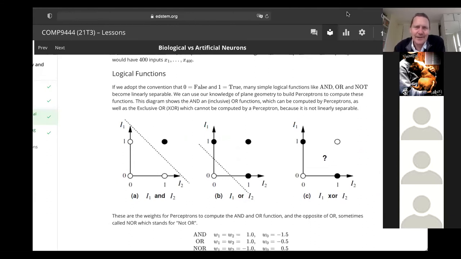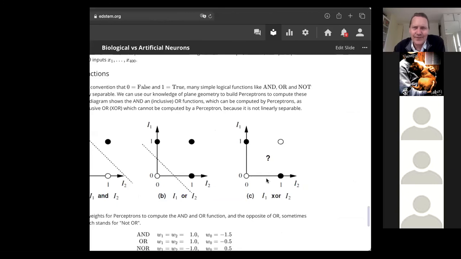Someone was asking about XOR. Yeah, this XOR is the simplest example of a non-linearly separable function. There's no way you can draw a line such that the two black dots are on one side of the line and the two white dots are on the other.